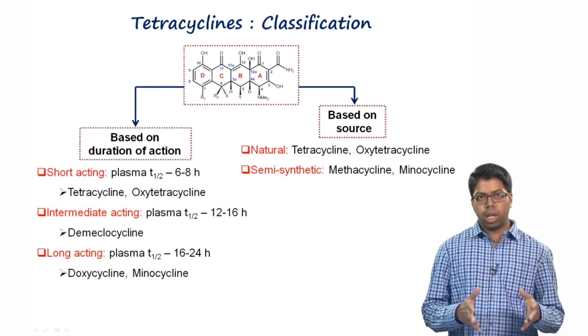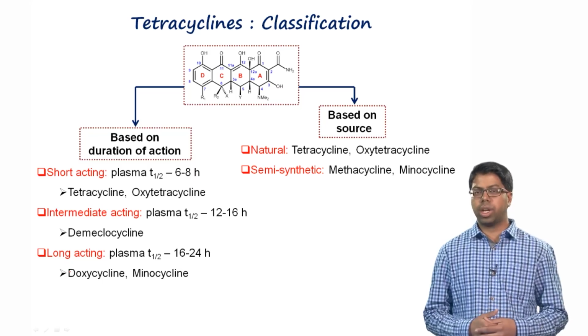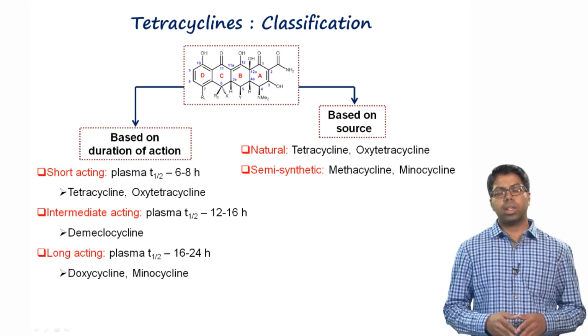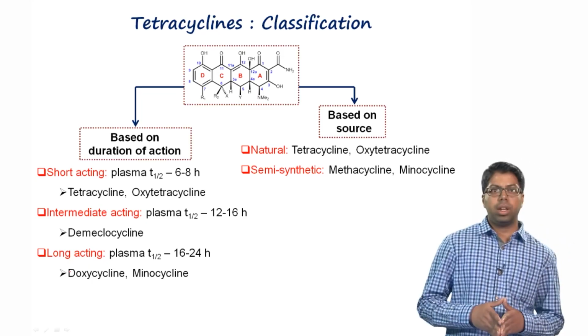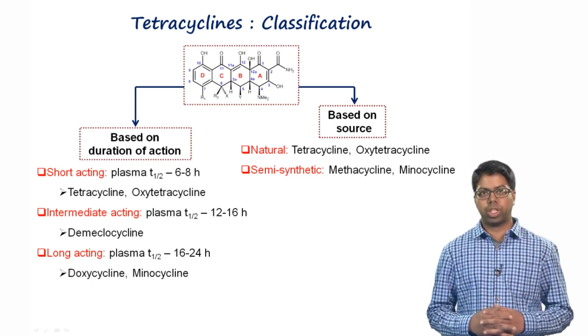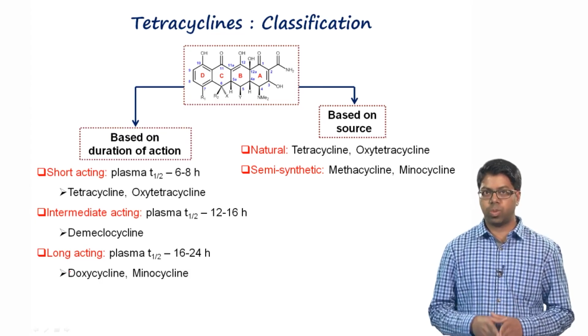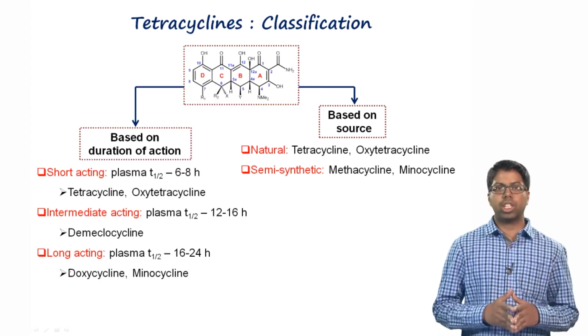Short-acting tetracyclines include antibiotics such as tetracycline and oxytetracycline with an average plasma half-life of 6 to 8 hours. Dimethylcycline is an intermediate-acting tetracycline with an average plasma half-life of 12 to 16 hours. Likewise, doxycycline and minocycline are long-acting tetracyclines with an average plasma half-life of 16 to 24 hours.